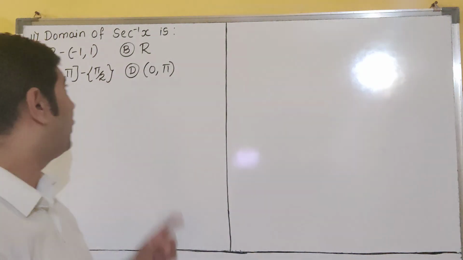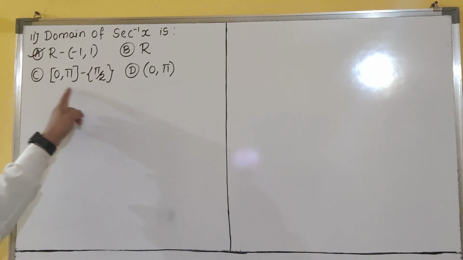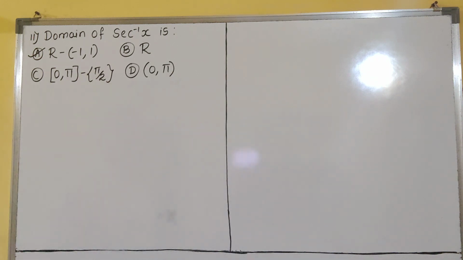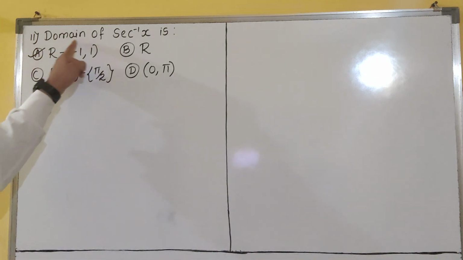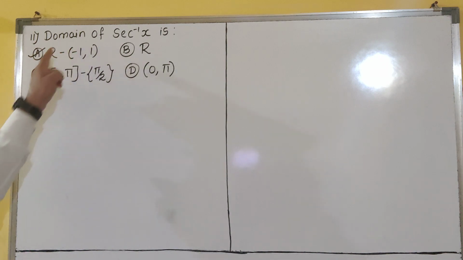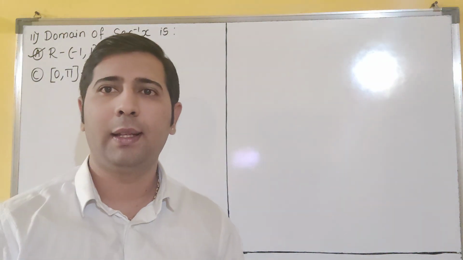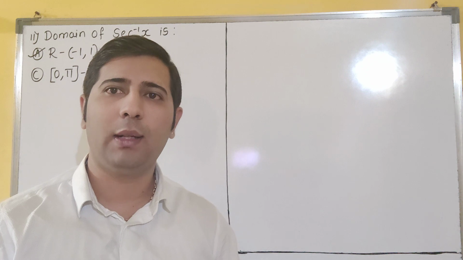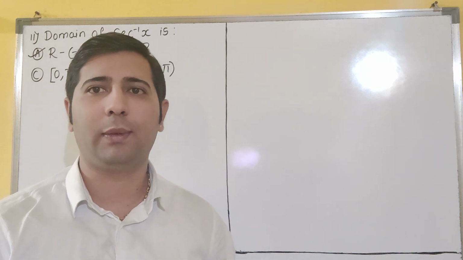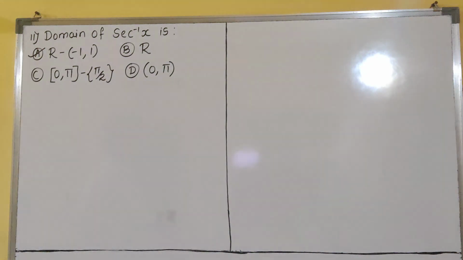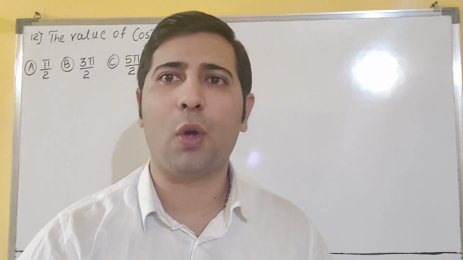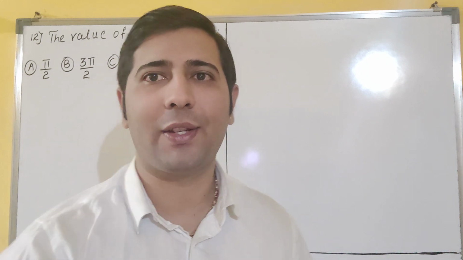Domain they have asked. Don't write range. Range is 0 to pi minus pi by 2. So what have they asked here? You have to see the question properly. They have asked you the domain, dear students. So that's why our option will go for A. Please copy this. I hope all of you are copying. We will see the next question, dear students.